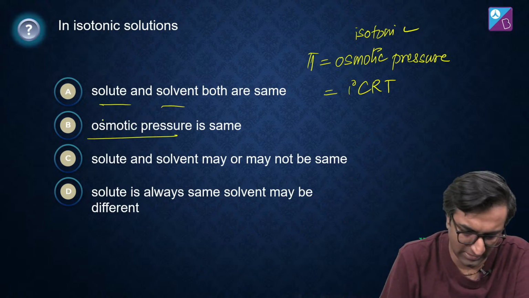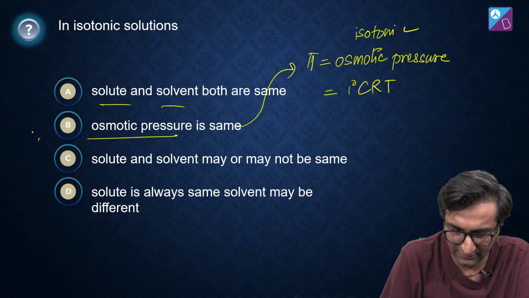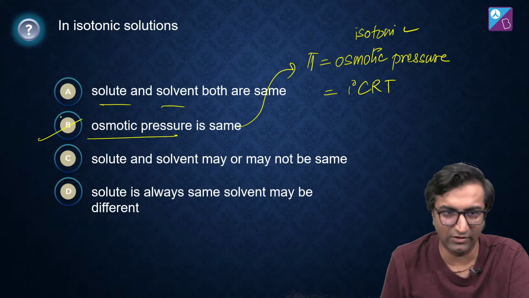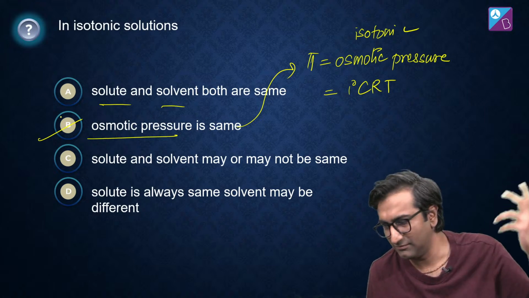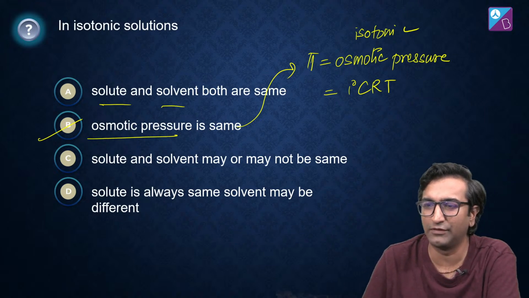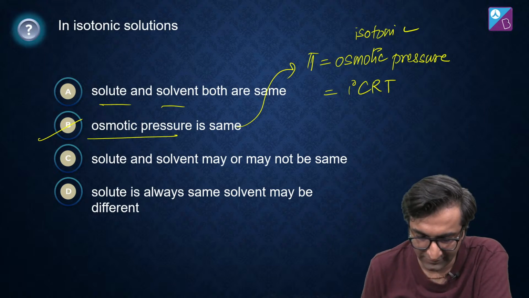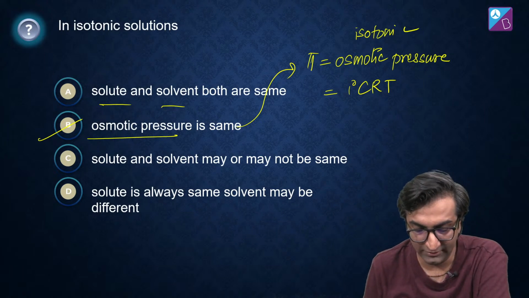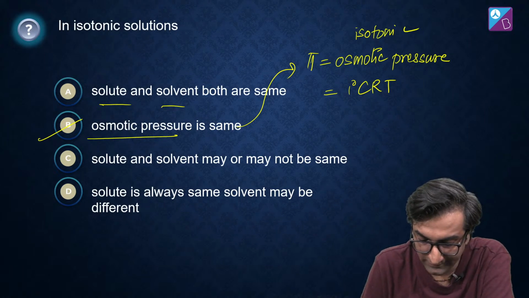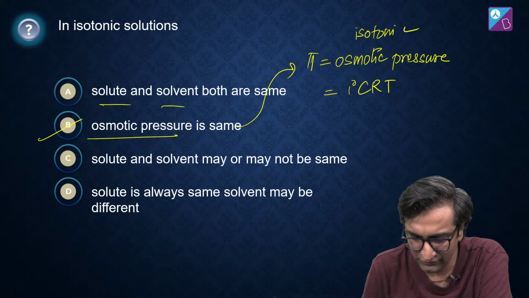Osmotic pressure is same. Okay. Yeah, this is literally the definition. ये वाला तो सही होगा. Maybe एक से ज़्यादा सही हो सकता है. Okay, because JEE, advanced, main, whatever. Let's keep all options open. Okay. Solute and solvent may or may not be the same. Okay, we'll look at what C option को देखते हैं. Last option is solute is always the same, solvent may be different. This makes no sense, right?